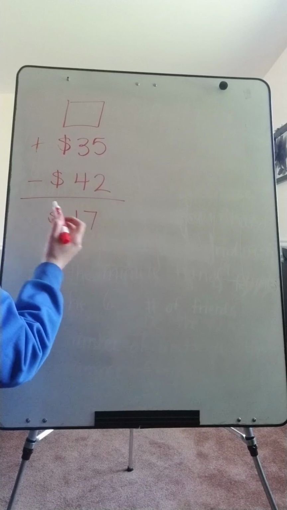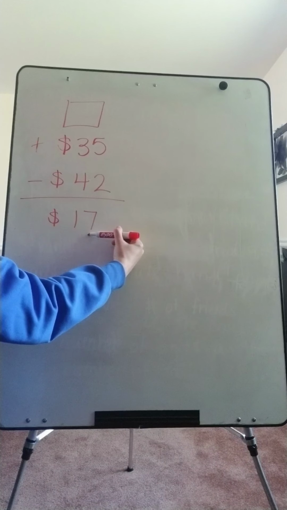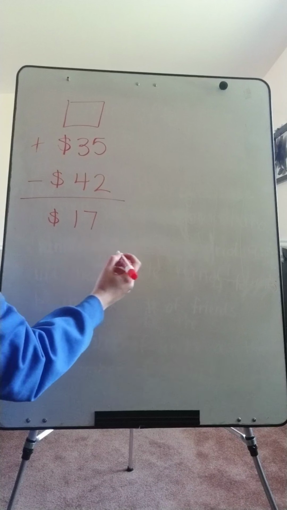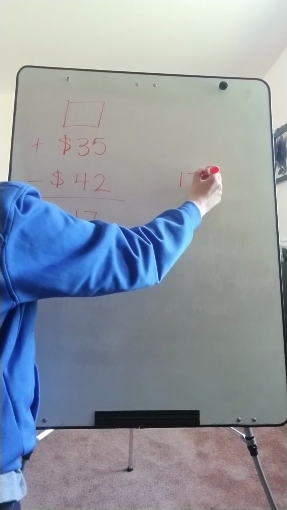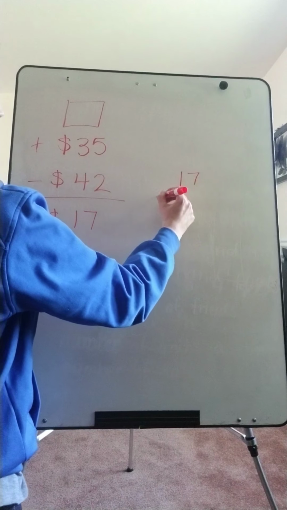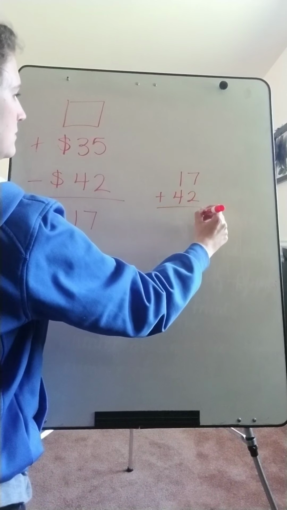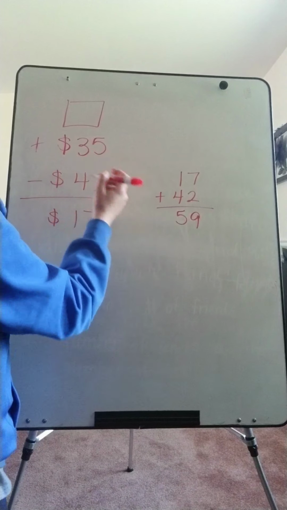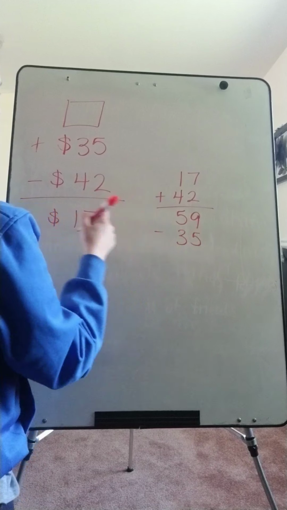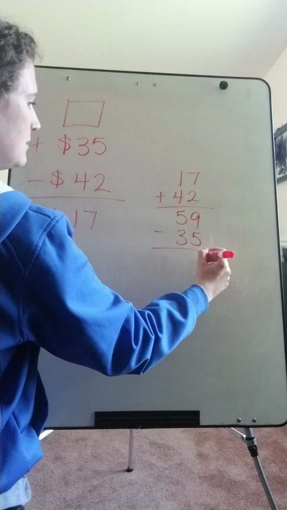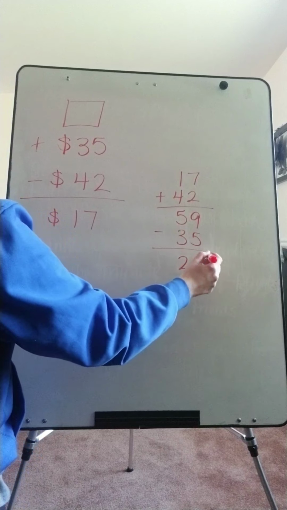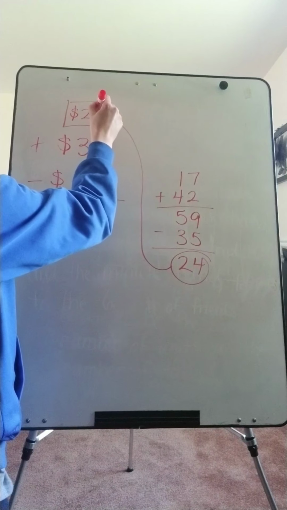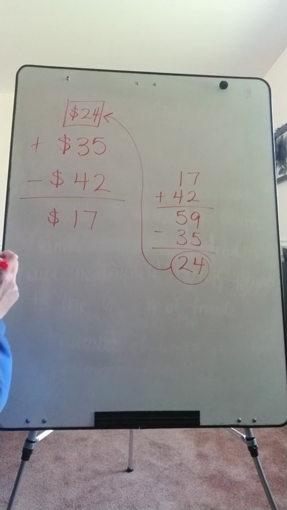So we're going to work from here up to find this missing number, to find out how much he started with. We're going to take what he ended with, and we're going to add the 42. So 59. And then we're going to subtract the 35. So we're just doing the opposite of the signs. This is your missing number. So he had $24 to start with.